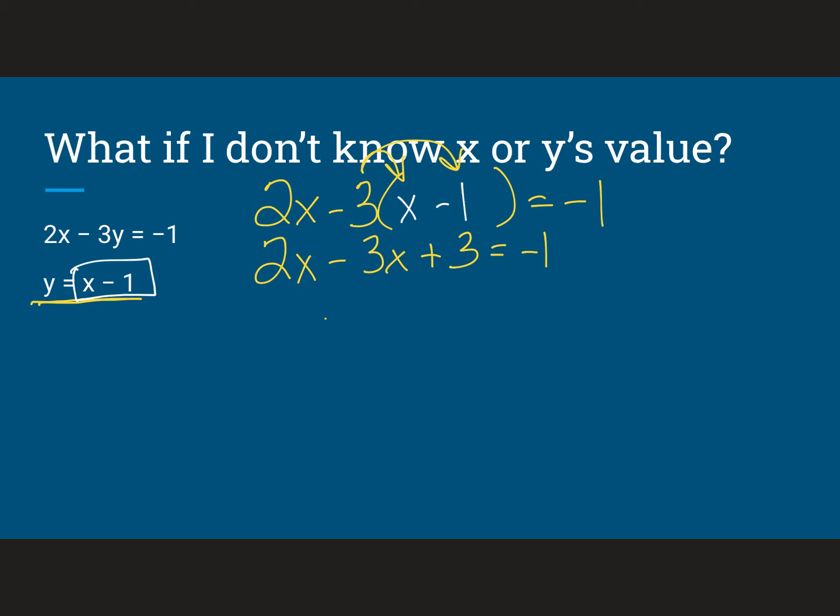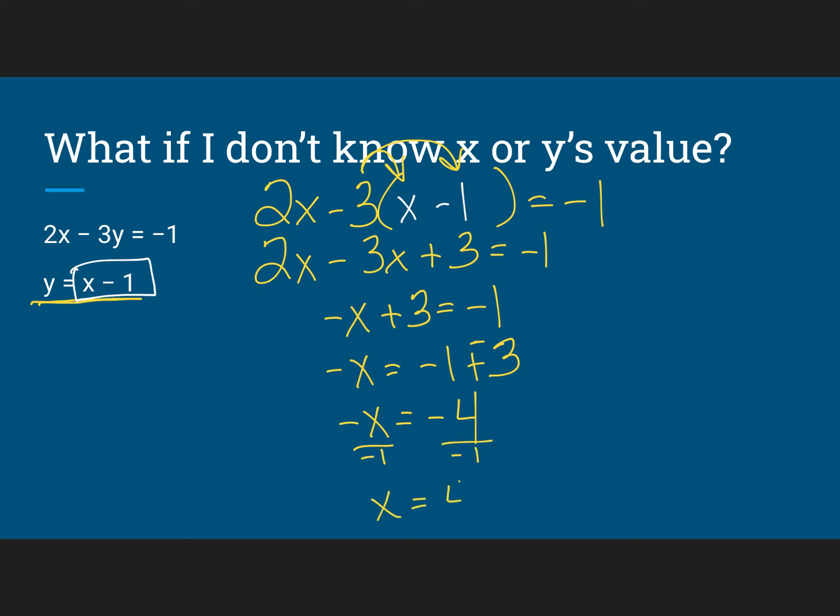2x minus 3x is just negative x plus 3 equals negative 1. We're going to subtract 3 from both sides. So I have negative x equals negative 1 minus 3. Please remember, negative 1 minus 3 is the same thing as negative 1 plus negative 3. So I have negative x equals negative 4. I can divide both sides by negative 1, and I get x equals 4.